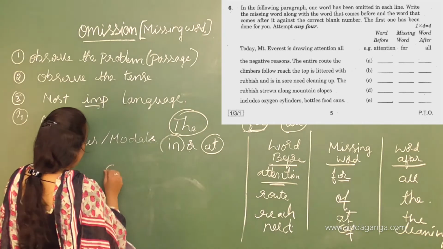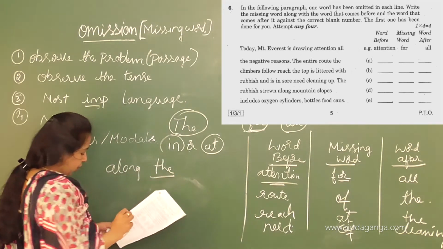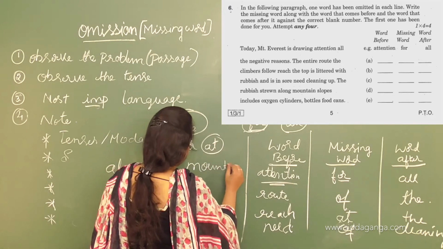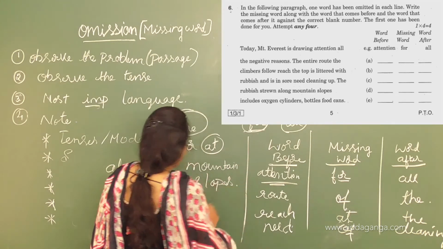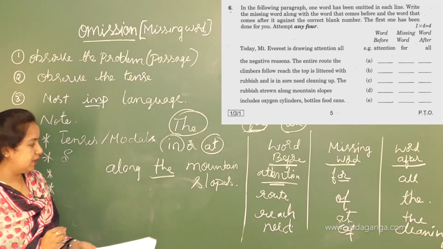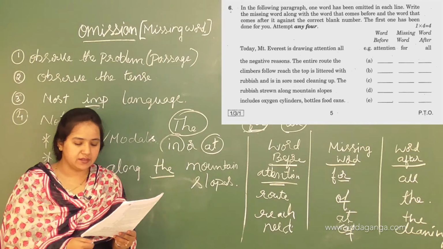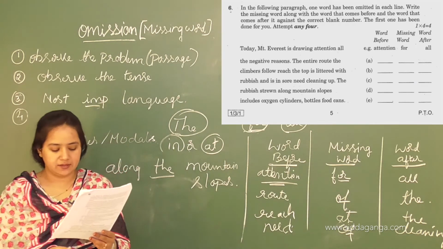Rubbish means along, then the mountain, because we are talking about mountain slope. We are talking about Mount Everest. So for mountain slope, we need to use the definite article here, that is "the". Okay, then includes oxygen. Let's move to the next line. Includes oxygen cylinders, models, food cans.